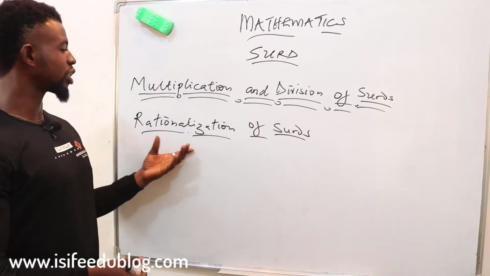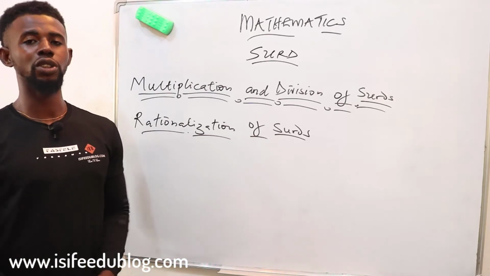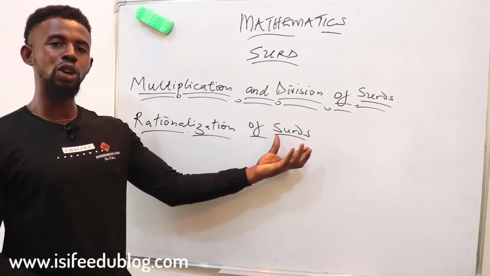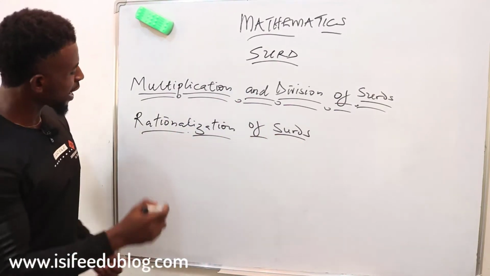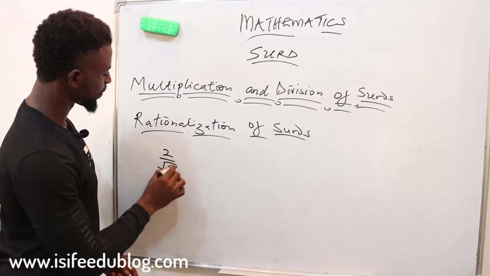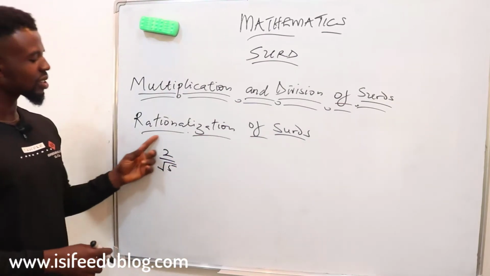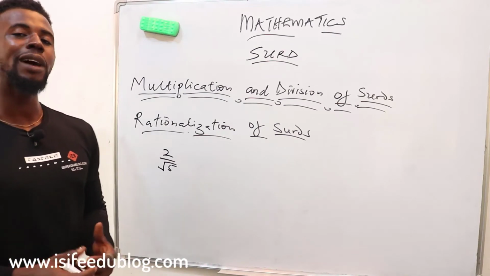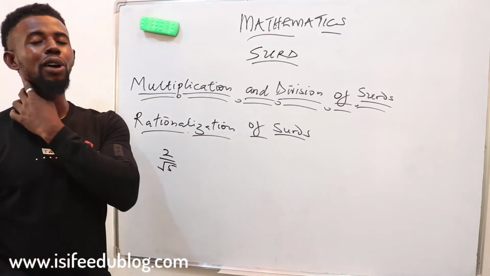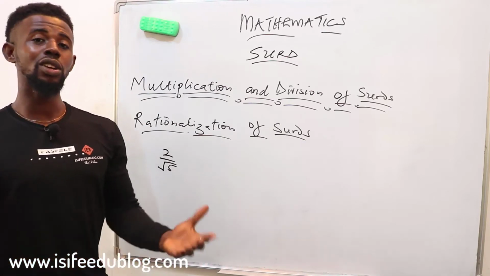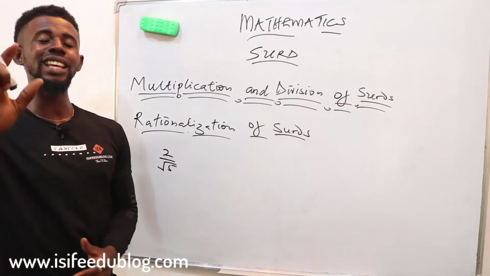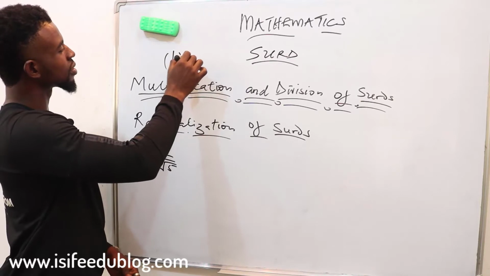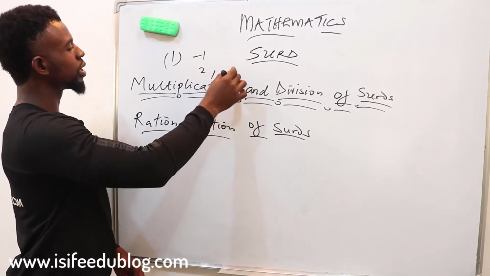First of all, you can only rationalize surds when they're in fractions. And you can only rationalize when you have a surd as a denominator. So in questions like this, what do we do? We rationalize. And how do we rationalize? We rationalize by multiplying our numerator and denominator by the conjugate of a number. And what is the conjugate of a number? The conjugate of a number is the negative value of that number. What do we mean? If I have 1, the conjugate of 1 is minus 1. If I have 2, its conjugate is minus 2.